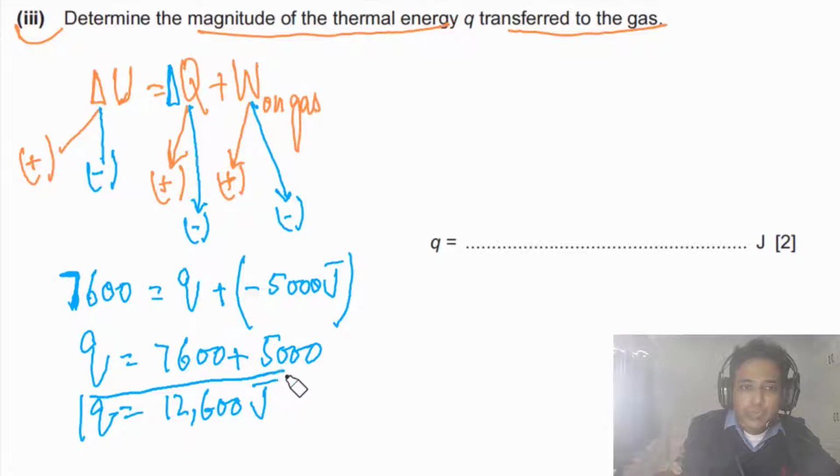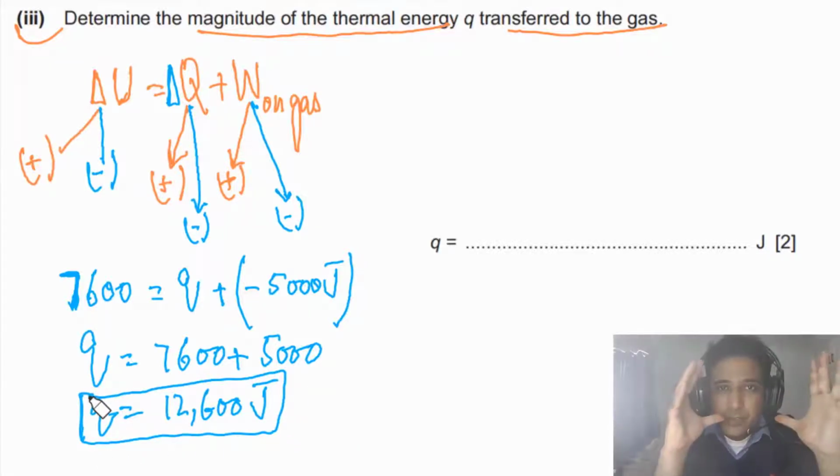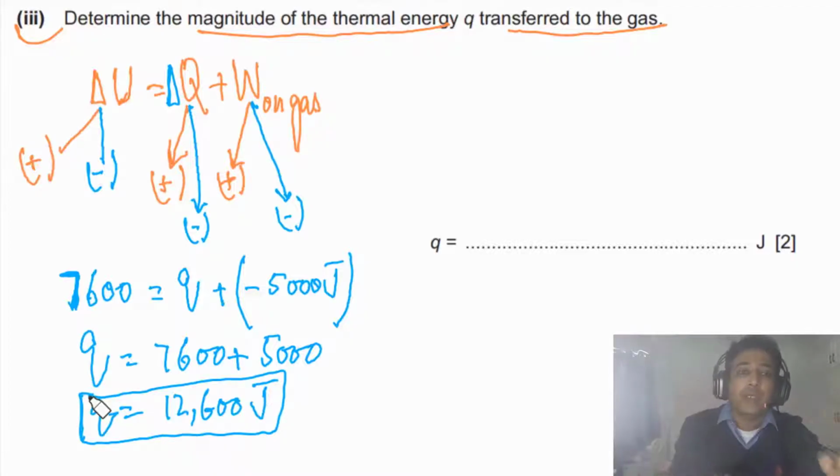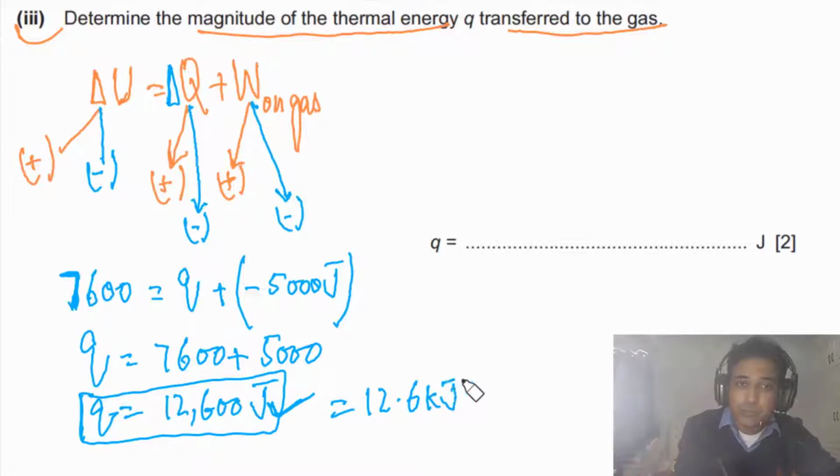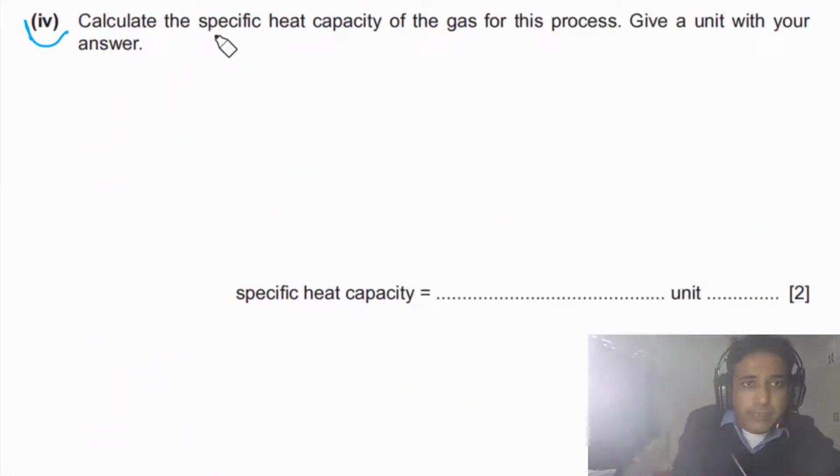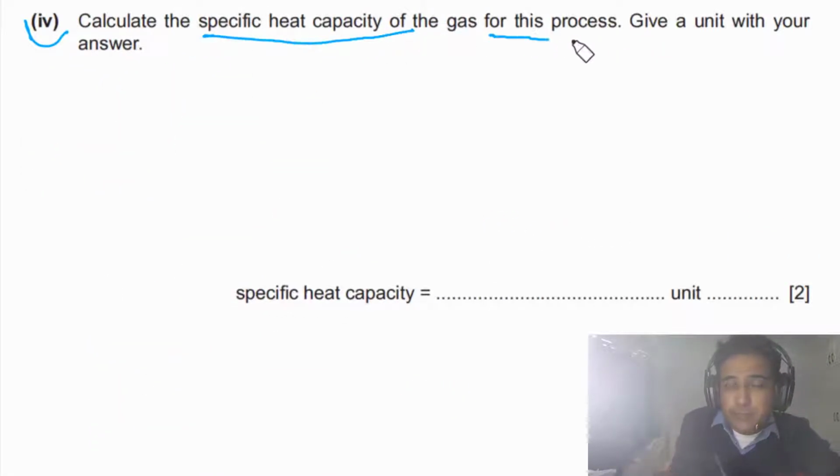When you do a question, try to understand what is actually happening and try to get a feeling for it. When you start feeling, it means you have started to learn physics, you have started to understand physics. So the answer for this question is 12,600. We can also write this as 12.6 kilojoules, but this is given in joules, so you have to write 12,600. Question 4 says calculate the specific heat capacity of the gas for this process.